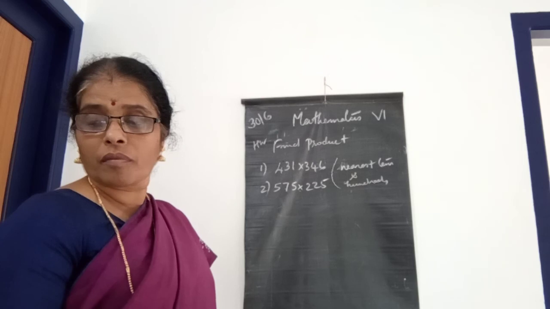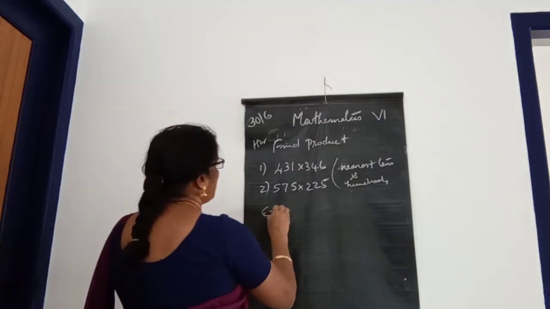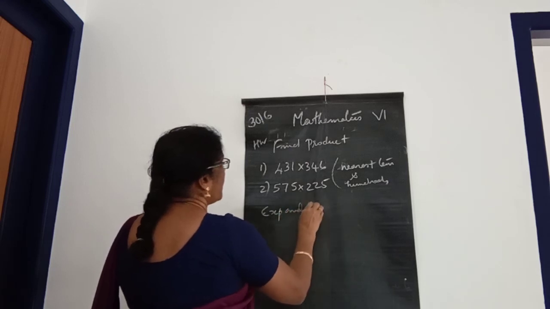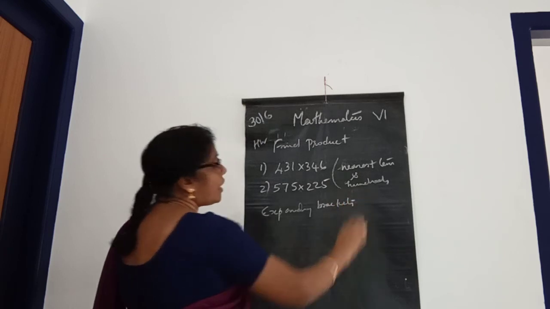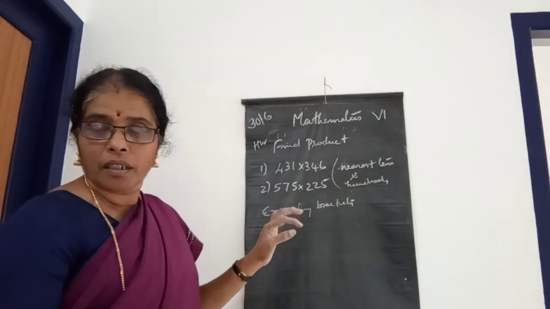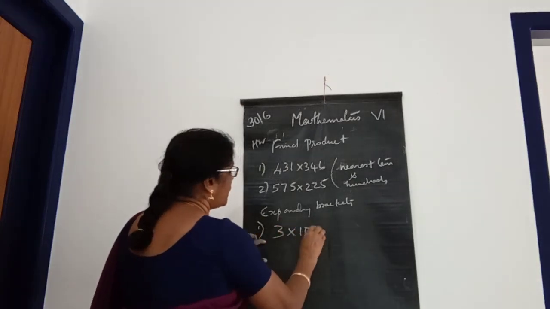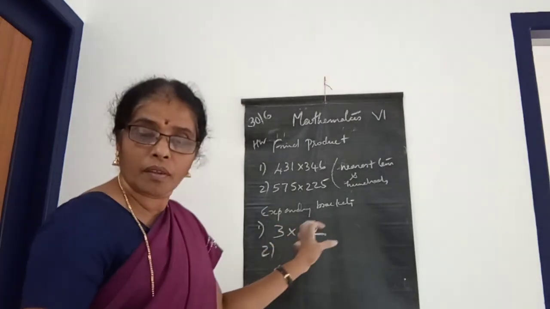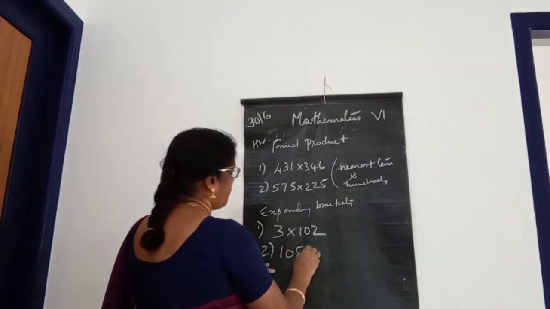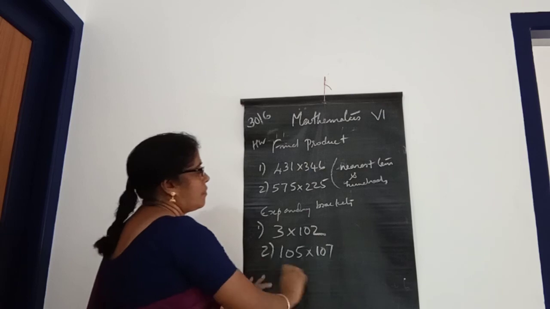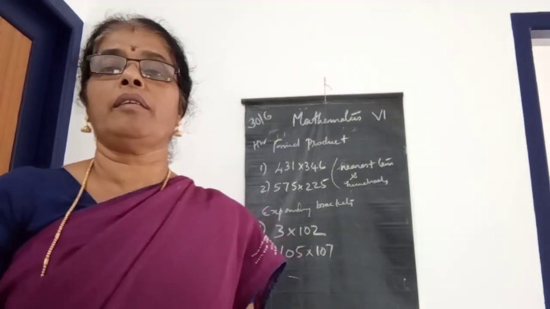Then, expanding brackets. Next one, expanding brackets and find the product. Expanding brackets and find the value: 3 into 102. The second one, 105 into 107. Yes, you have to do it and you have to practice, children. Okay, bye.